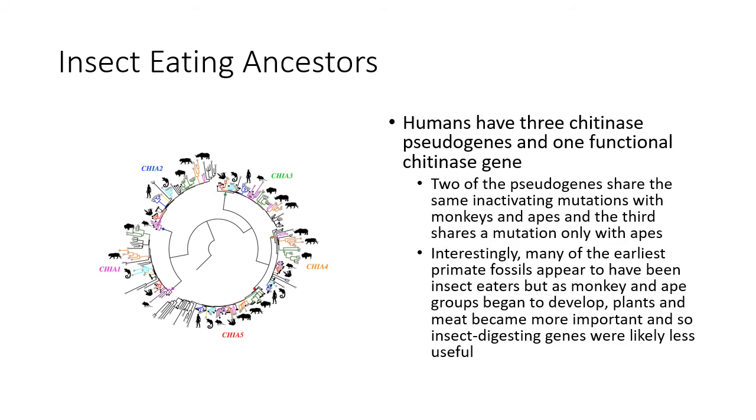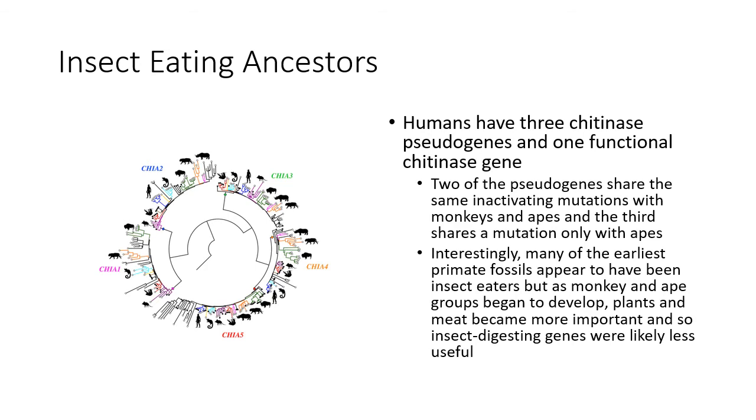Humans also have 3 chitinase pseudogenes and a functional chitinase gene. 2 of the pseudogenes, interestingly enough, share the same deactivating mutations with monkeys and apes, and the third one, we just so happen to share the deactivating mutation only with apes. And so that's really, really interesting.